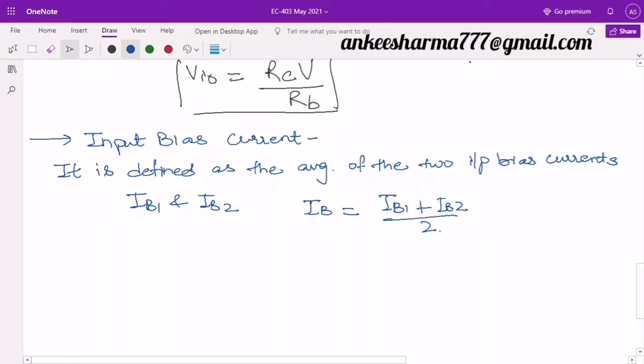where IB1 is the current, or the DC bias current, flowing into either of the terminals, maybe the non-inverting terminal for example.